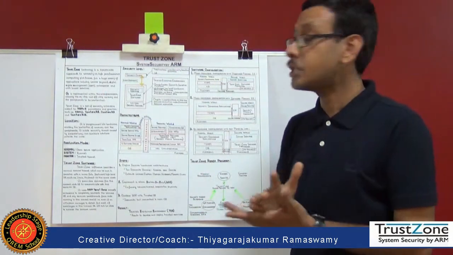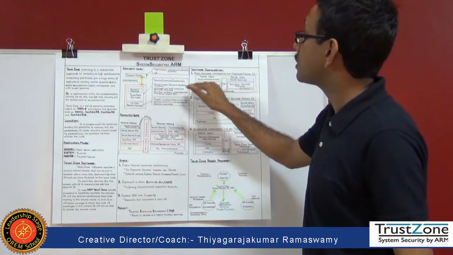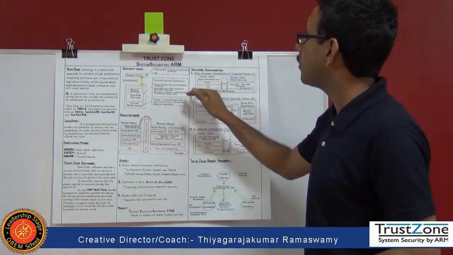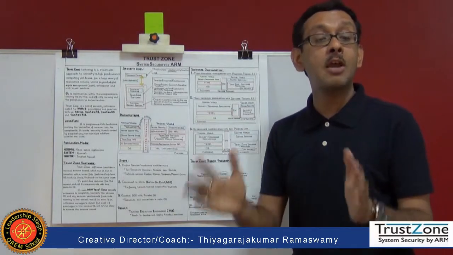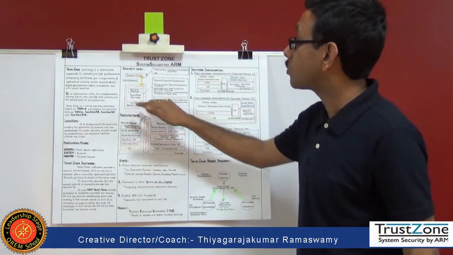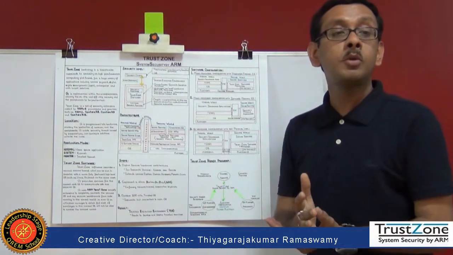So what are the features? It concentrates security sensitive functions, the low level hardware security features, and provides a uniform, interoperable, standard based application program interface. That is the main feature of the Trustzone software. Now come to the architecture.